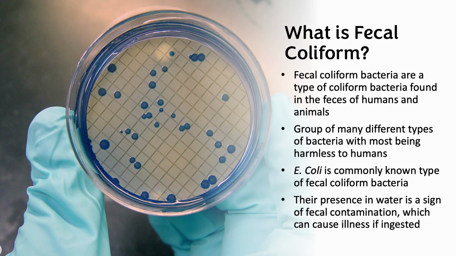So what is fecal coliform? Well, fecal coliform is actually a group of many different types of bacteria. E. coli is a very commonly heard of type, and most types of fecal coliform bacteria are actually harmless to humans. If the dangerous type of fecal coliform bacteria is ingested, it can cause a lot of illness. And this bacteria is typically found in the feces of humans and animals.